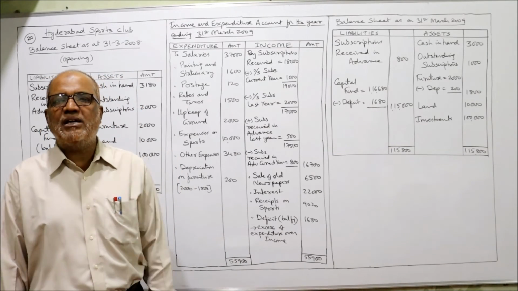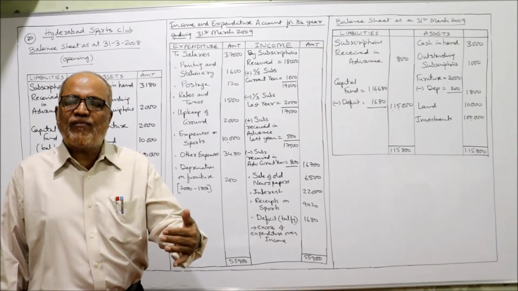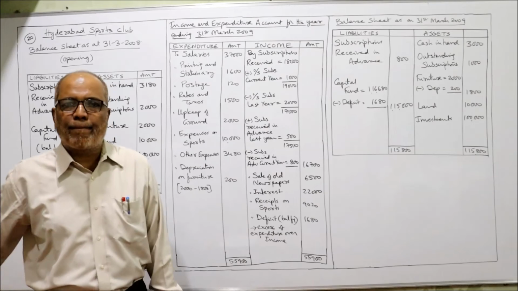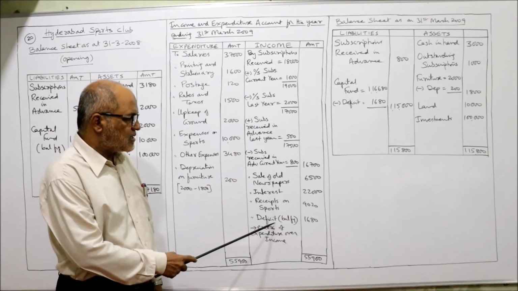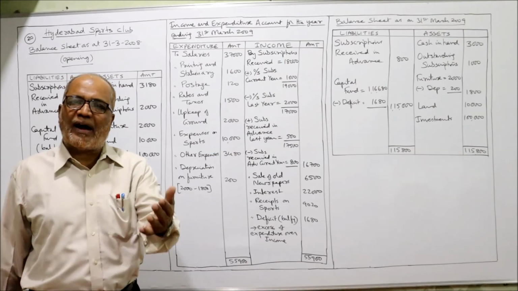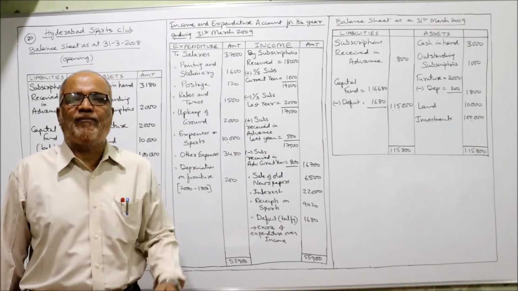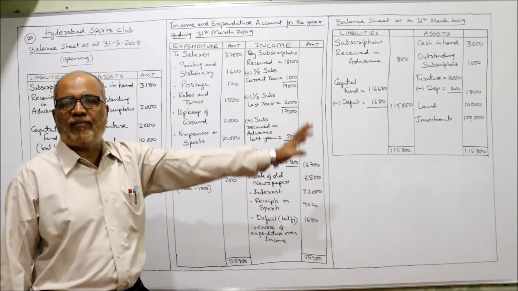What is this balancing figure? Deficit, loss, excess of expenditure over income. Excess of expenditure over income, that is called deficit. So the purpose of making this income and expenditure account is to find out the surplus or deficit. We got this deficit, and this will be deducted from capital fund.